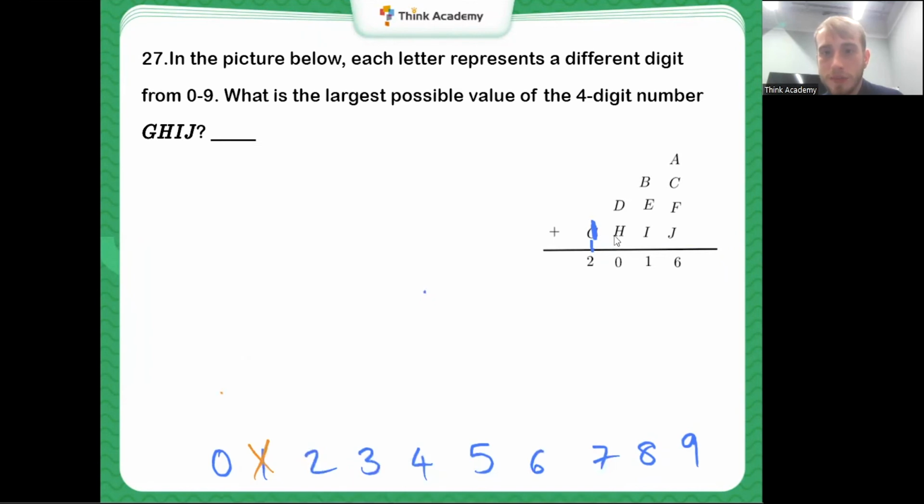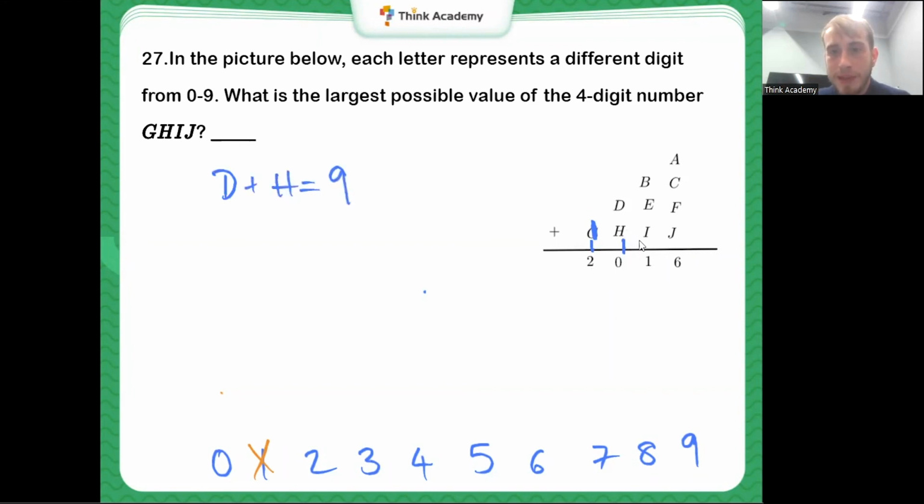Now going to our next column, D plus H equals 10. Now, I'm going to use that same trick as before. If you go to the next column, B plus E plus I can't be equal to 1. So we're going to have a carryover there from B plus E plus I. So let's imagine that carryover was a 1. Okay, so now D plus H plus 1 has to be equal to 10, which means that D plus H has to be equal to 9.